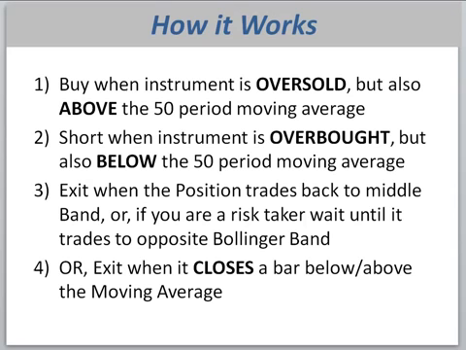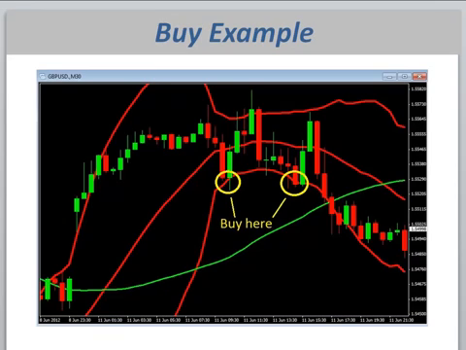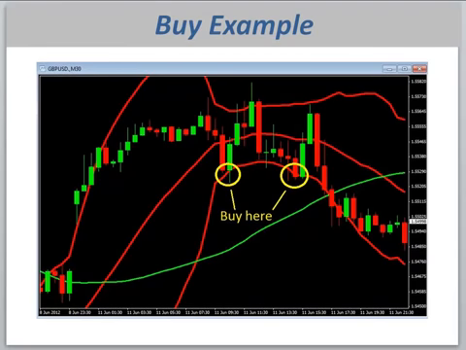Okay, now we have our exit strategies. Well, we'll get to that in a second. So here's a buy example. Let's look at this chart over here. This is a chart of the pound dollar. It's a 30-minute chart. Over here where we have these two little circles, we see that the pound dollar had traded to the oversold levels on the Bollinger Band. But the pound dollar is also above this green line here. The green line is a 50-period moving average.